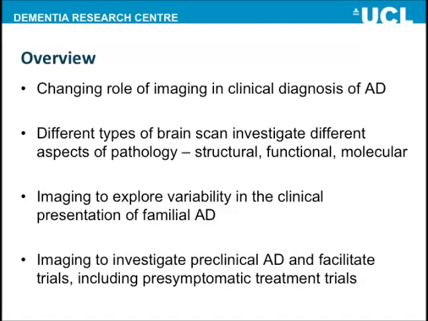I'm then going to focus on two ways in which imaging is being used to increase our understanding of familial AD in research. Firstly, through exploration of the clinical phenotype of familial AD, and by phenotype, I mean the way it presents in an individual, the types of symptoms, the types of neurological problems that an individual might experience. And then I'm going to talk about the use of imaging to investigate the long preclinical phase that we now recognise exists before symptoms start, and how in doing so it's facilitating trials of new treatments, including pre-symptomatic treatment trials.